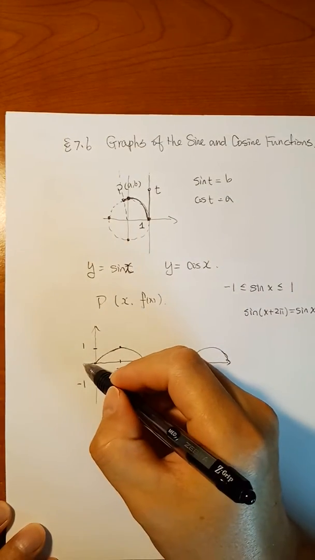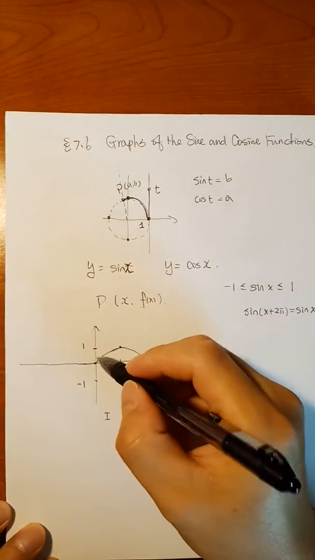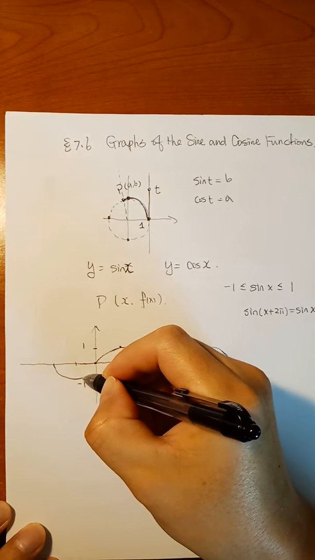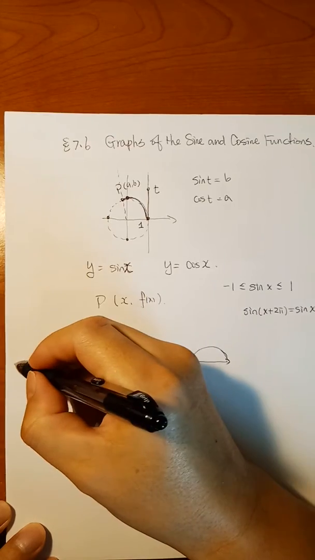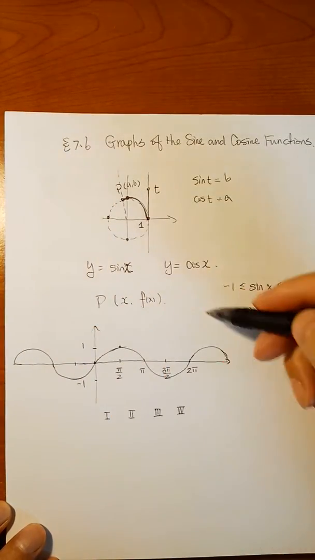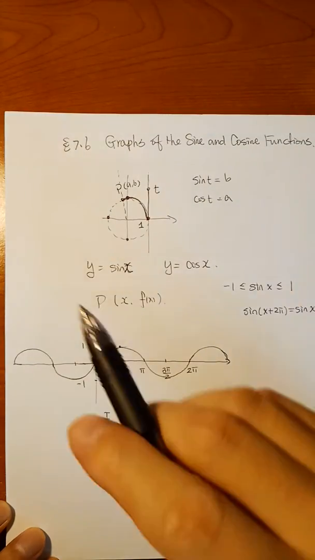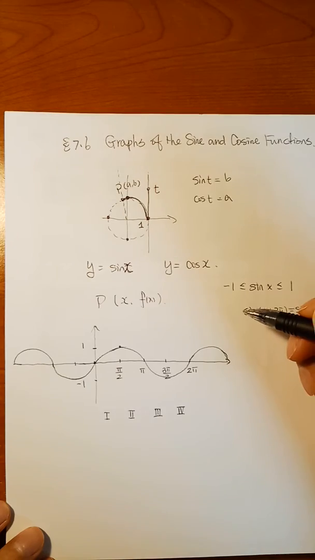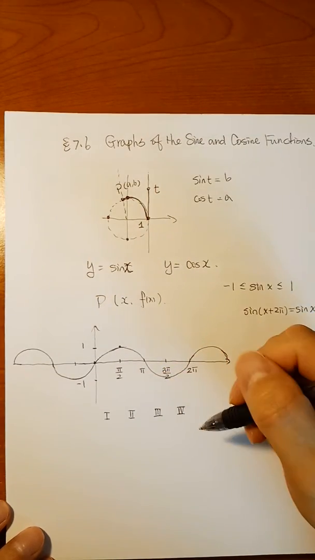If you continue this to the left, it's like this. It's a wave function. We call it a wave function. It's up, down, up and down, up and down. Okay, so this is the graph of the sine function.